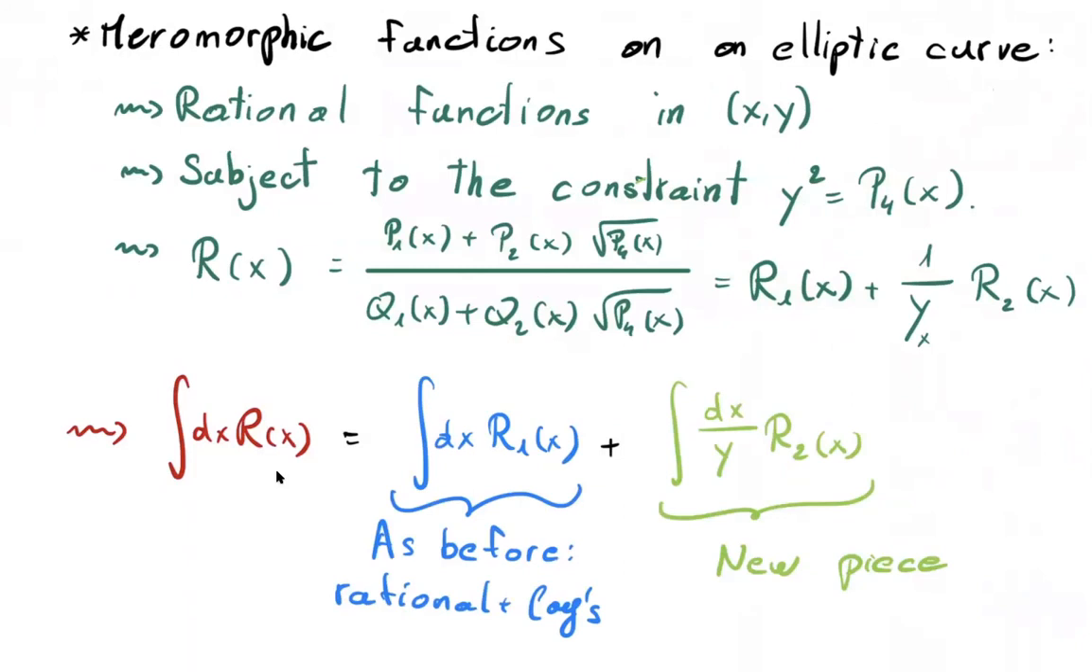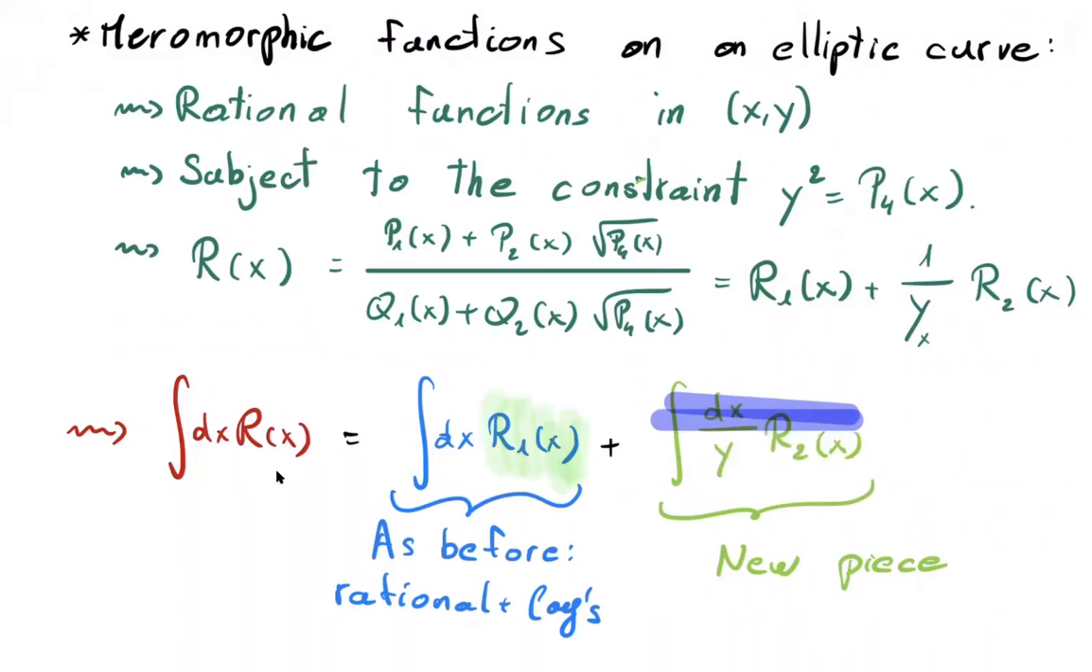And so now I can play the same game as what we did for the Riemann sphere before, where we integrated rational functions. We asked ourselves what kind of functions can come out of integrating a rational function on the Riemann sphere. And I guess you can easily see that the contribution from R1, well, let's just integrate a rational function. That gives me rational functions and logs. That's not new. If there's something new, it will come from here, because that's where I have this dx over y.